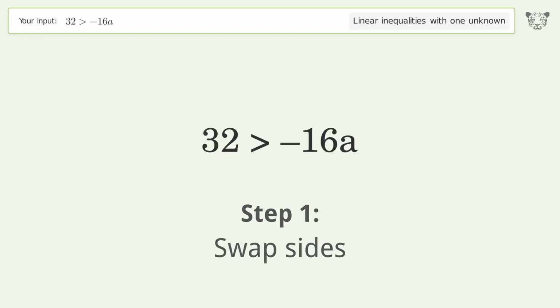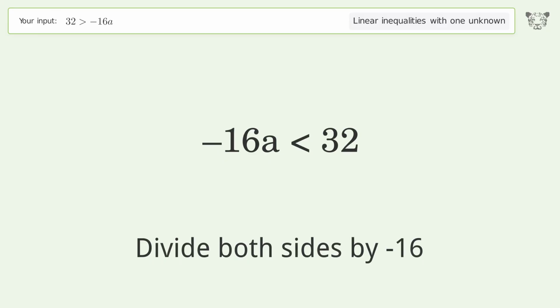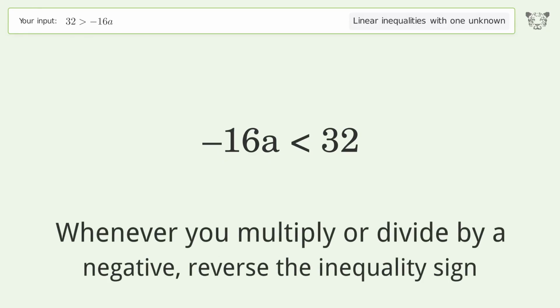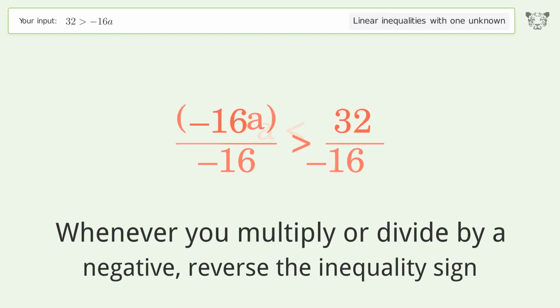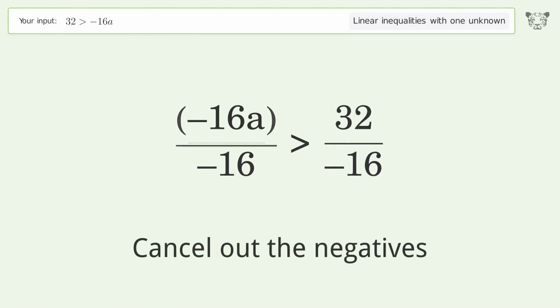Swap sides. Isolate the a. Divide both sides by -16. Whenever you multiply or divide by a negative, reverse the inequality sign. Cancel out the negatives.